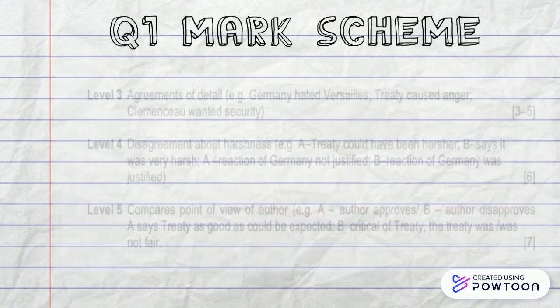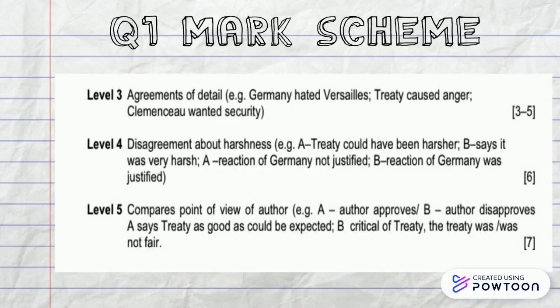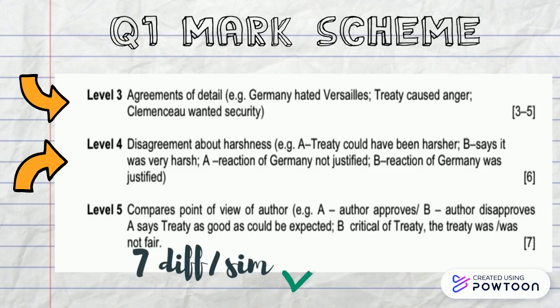Look at the maximum level awarded in this question. To reach it, you must identify agreements, similarities, and also identify disagreements, differences. You're expected to find in total between 6 to 7, including both differences and similarities.